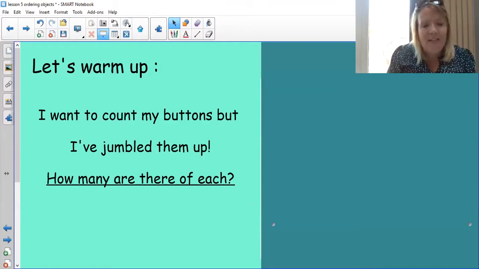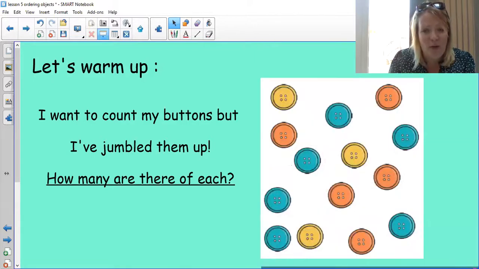So you counted. Now tell me, which colour was there the most of? Okay, lots of you saying blue. Are you right? I wonder. And which colour were there the least amount of buttons? Oh, some of you saying orange, some of you saying yellow. Should we have a look?